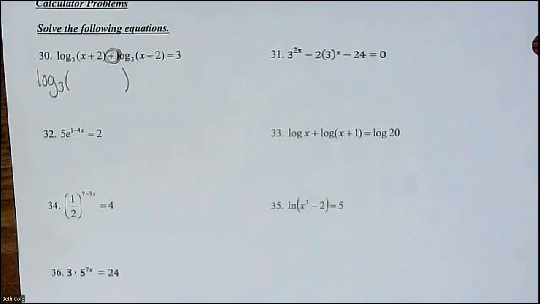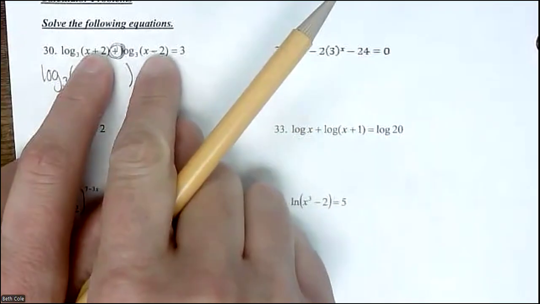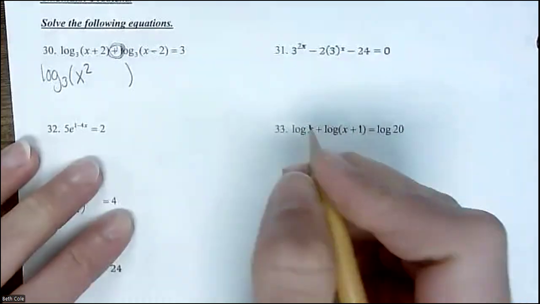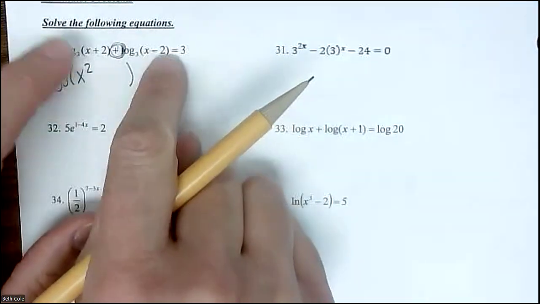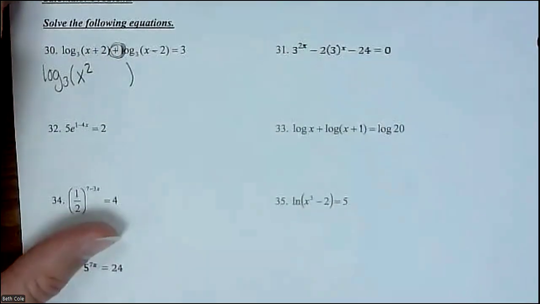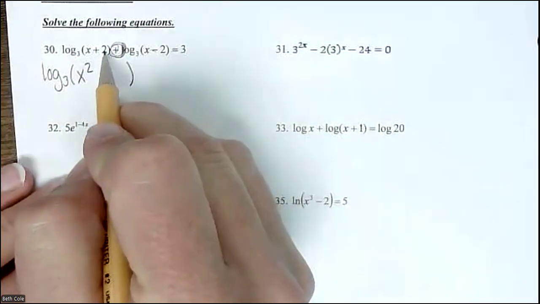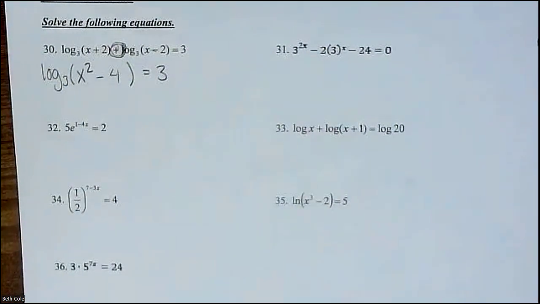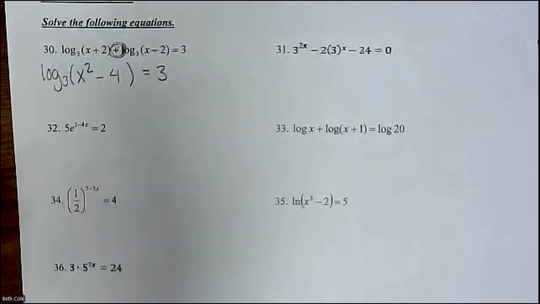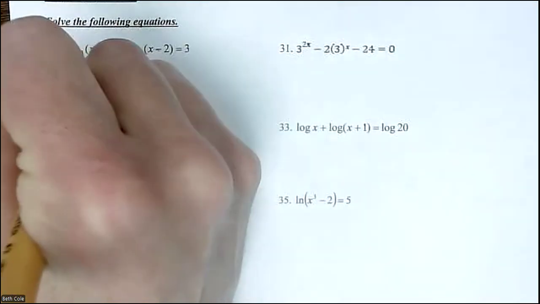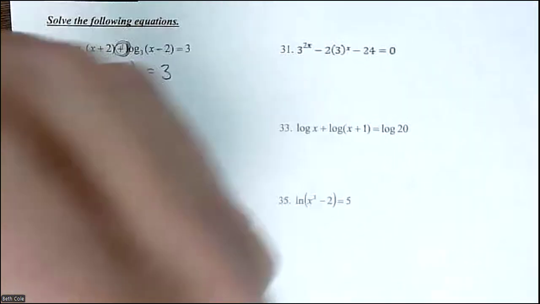So put log base 3, and then we're going to multiply these together. So x times x is x squared. The outsides give you a minus 2x. The insides give you a plus 2x. So those cancel. That's gone. And then minus 4. Good. Equals 3. Now I'm kind of stuck. What's the base? 3. So it's 3 to the power 3 equals x squared minus 4.